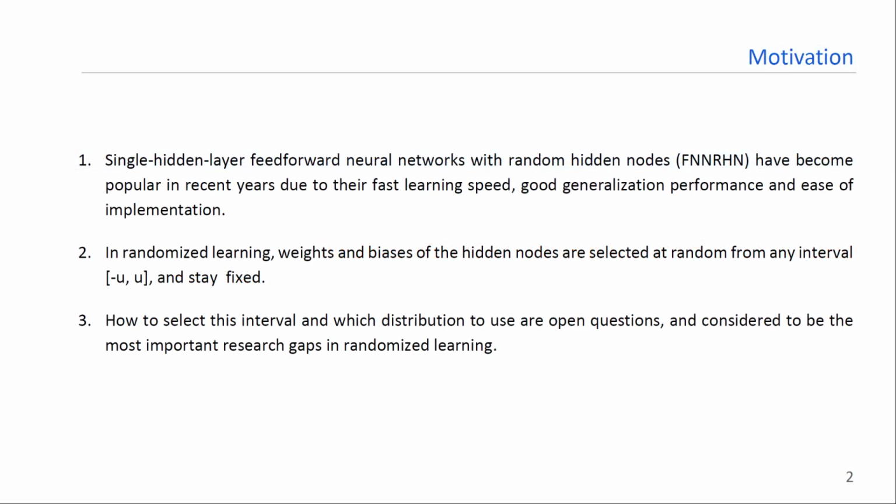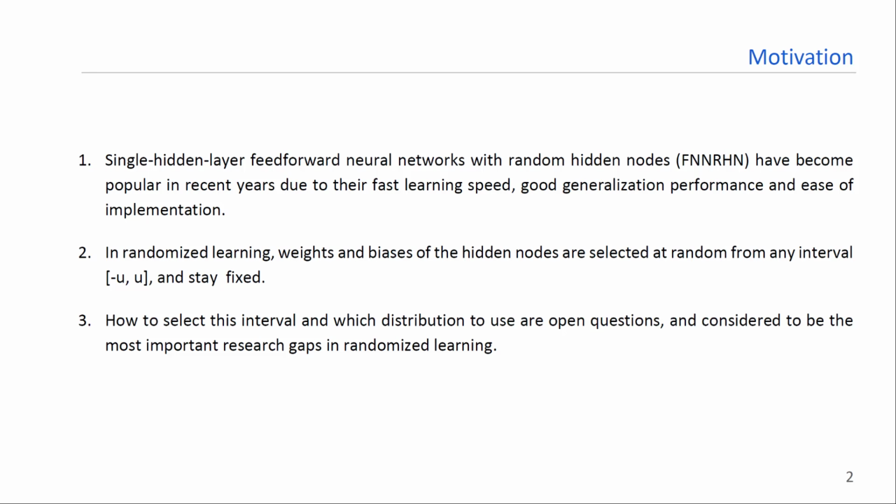Single hidden layer feedforward neural networks with random hidden nodes have become popular in recent years due to their fast learning speed, good generalization performance, and ease of implementation. They don't use the gradient descent method for learning.